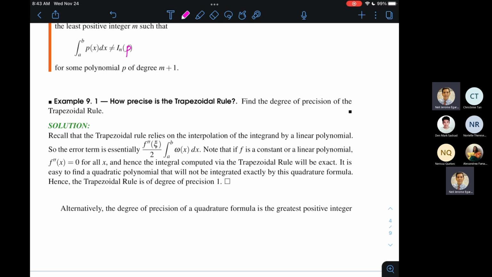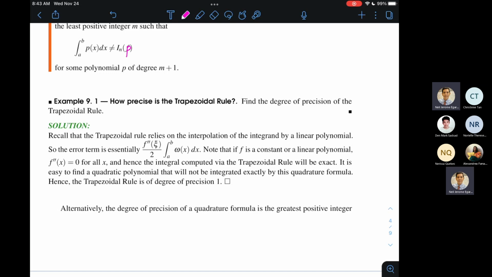Tapos, lahat ba ng quadratic, cubic, quartic, quintic, and so on. Kung saan ako unang may makitang polynomial na hindi na eksakto o hindi na zero yung error dun sa approximation, then that's gonna be the degree of precision, or the degree of precision would be one less than that.